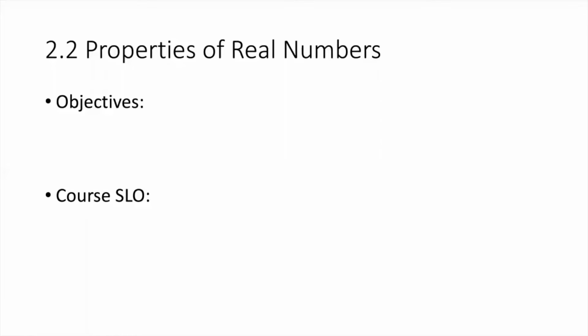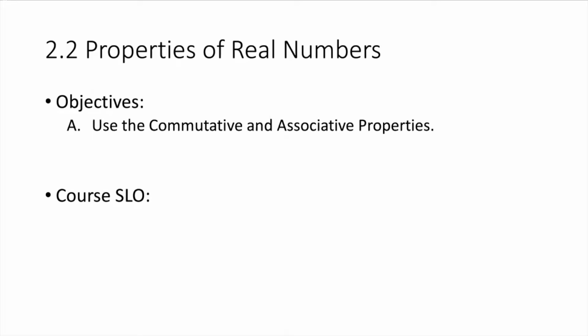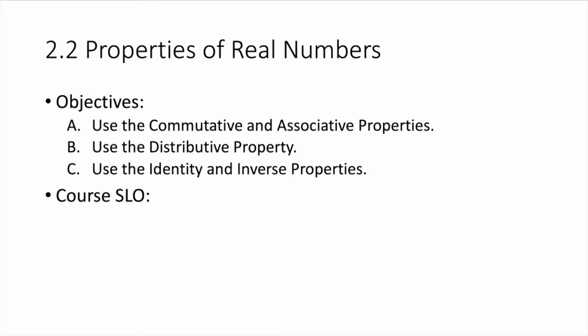We're continuing with Chapter 2. In this video, we're looking at Section 2.2 on properties of real numbers. The objectives of this section are to use the commutative and associative properties, use the distributive property, and finally use the identity and inverse properties.